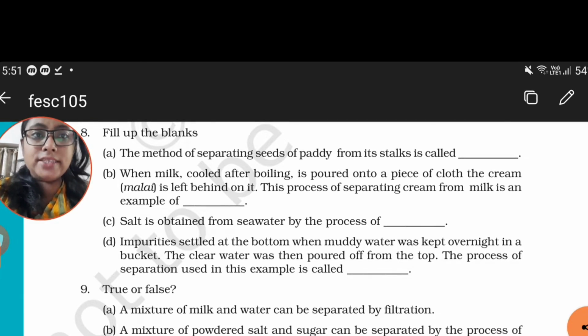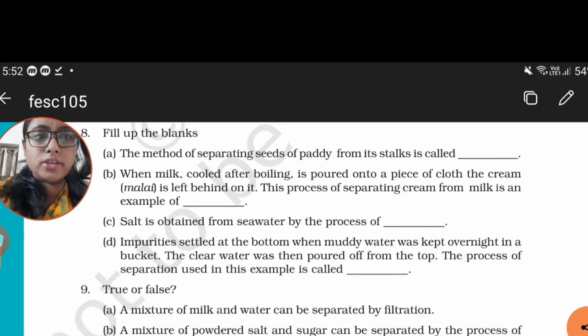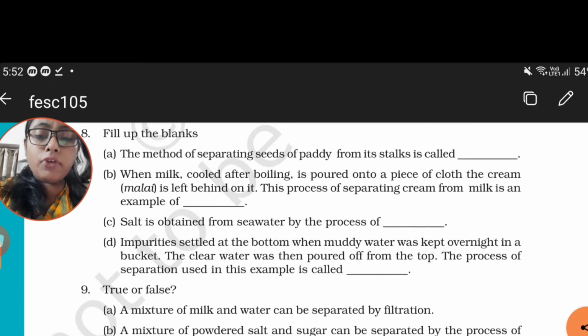The method of separating seeds of paddy from its stalk is called what? Okay, so you will write down the answer in a full sentence. Second, when milk cooled after boiling is poured onto a piece of cloth, the cream, malai, as we used to say, is left behind on it. This process of separating cream from the milk is an example of which process? You need to write it down. Salt is obtained from seawater by the process of what? Next, the impurities settled at the bottom when muddy water was kept overnight in a bucket. The clear water was then poured off from the top.